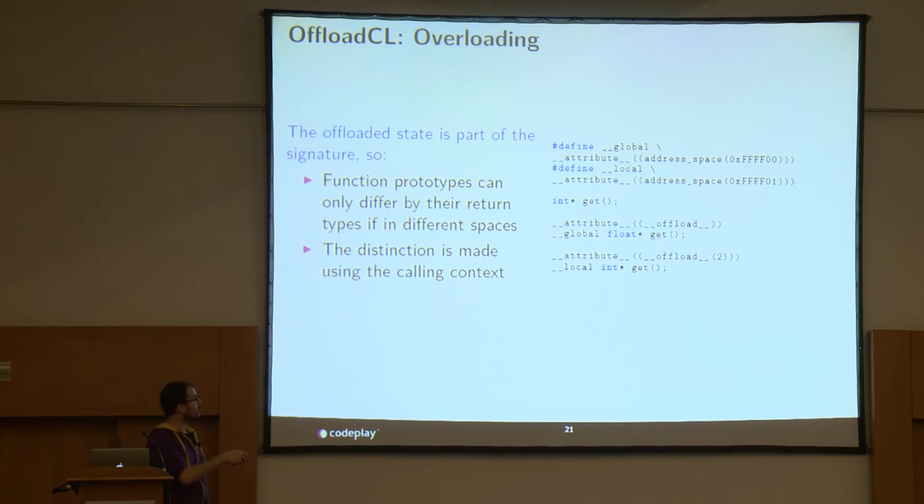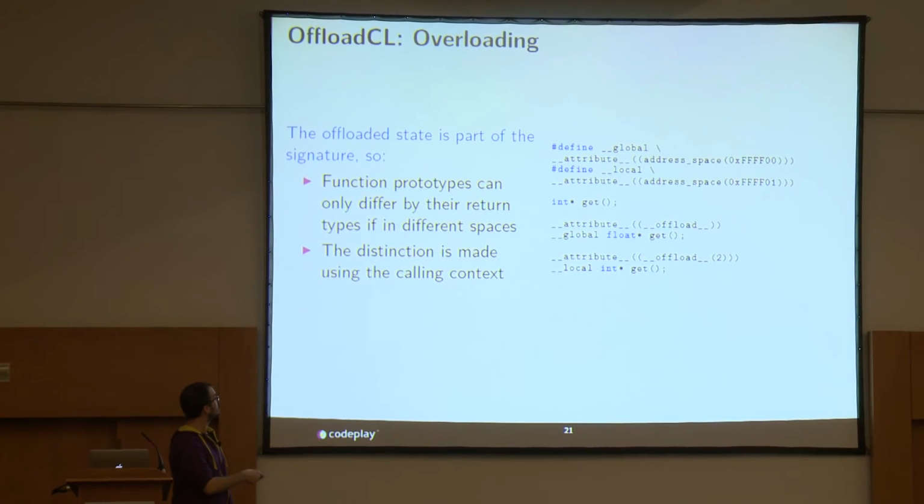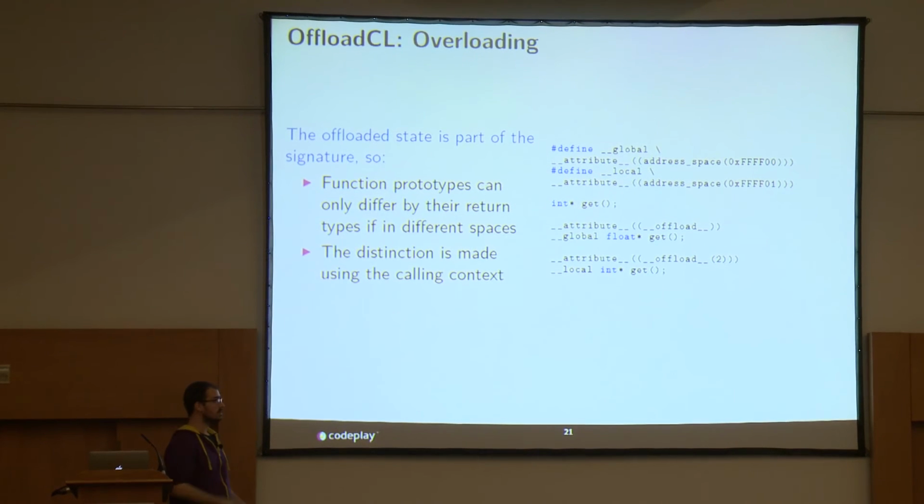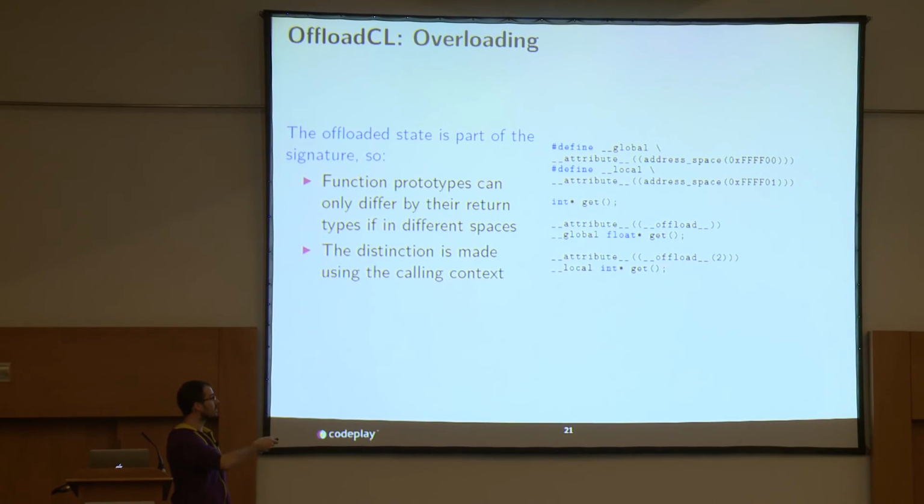Also, now because we have the offloaded state as part of the signature, it's totally fine to change a function, to only change the return type of a function. So here this one returns a pointer to an int and a float in global, and here a pointer to a local. That's fine, because what will make the difference is where we call this function.